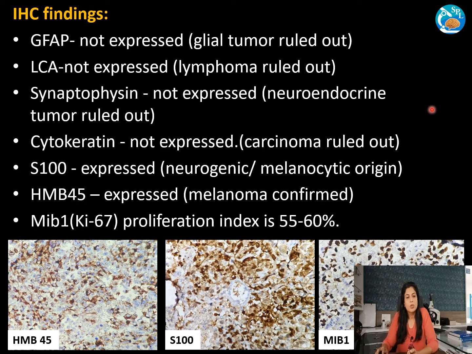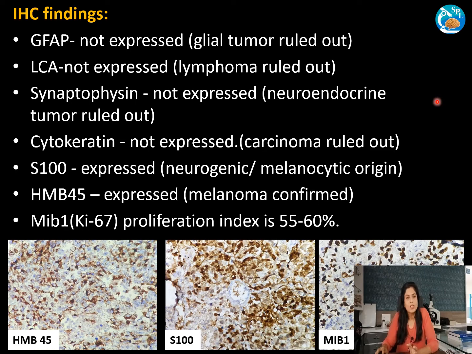So we did immunohistochemistry, which was very important in this case. The GFAP was negative, thus a glial tumor was ruled out. LCA was negative, lymphoma ruled out. Synaptophysin was negative, possibility of neuroendocrine tumor was ruled out. Cytokeratins were negative, so carcinoma was ruled out.